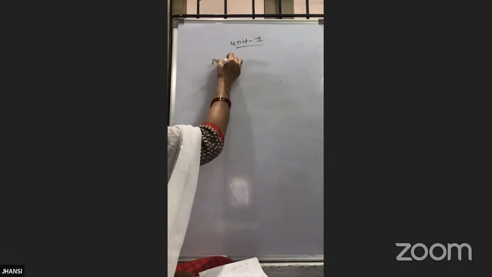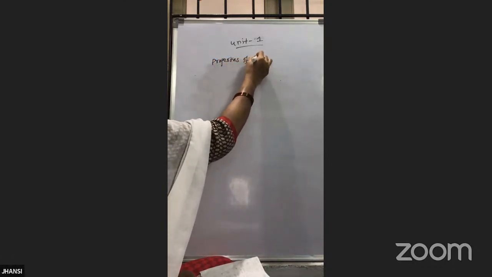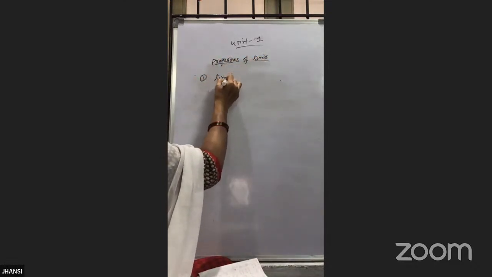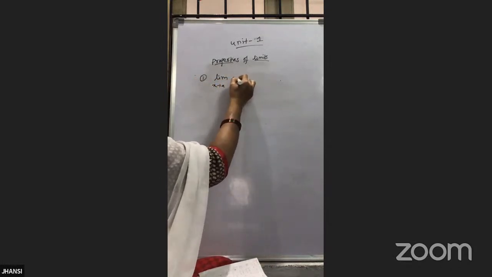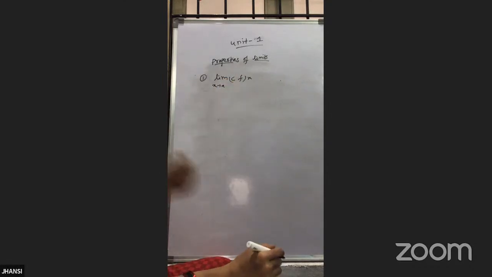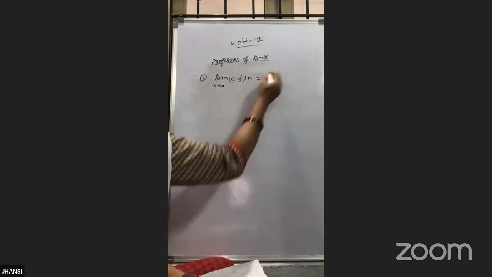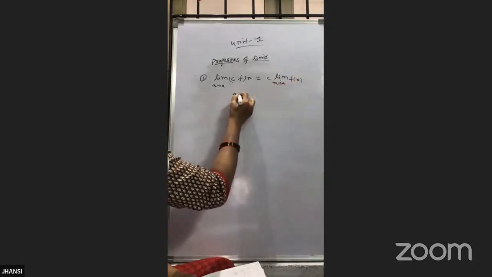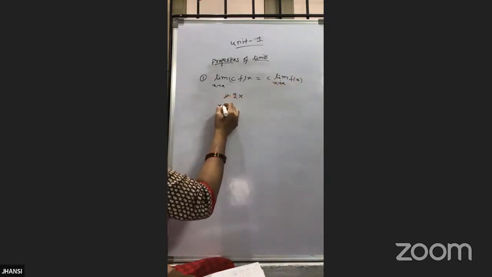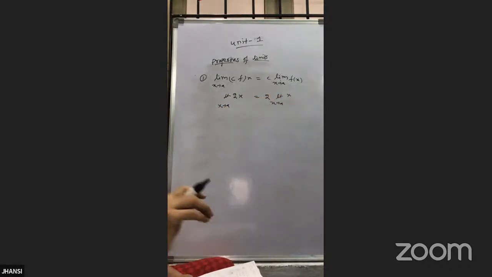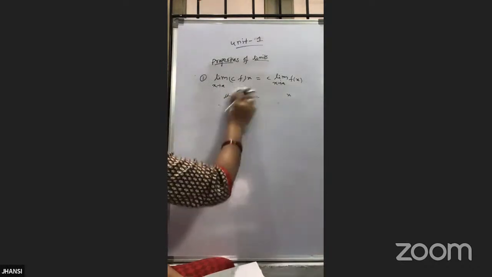Properties of limits. First one: if limit x tends to a of a constant times a function, where c represents the constant, then we can separate the constant outside and write c times limit x tends to a of f of x. For example, if 2x is there, limit x tends to a, then you can write 2 outside and limit x tends to a of x. This is the concept of this first property.